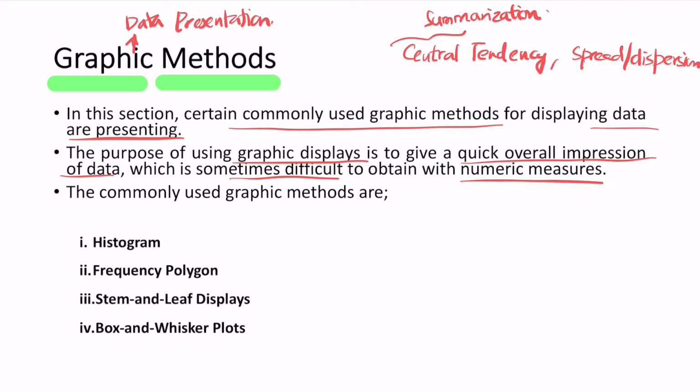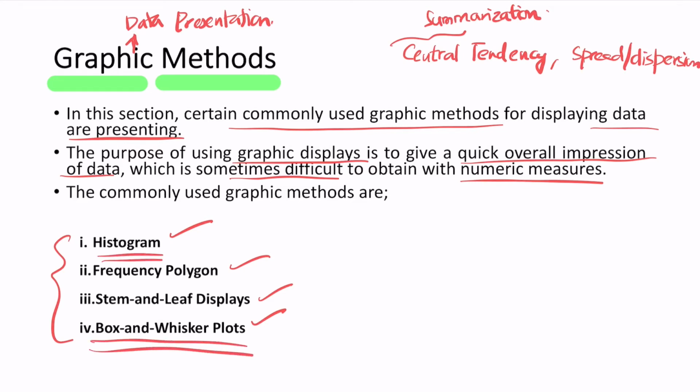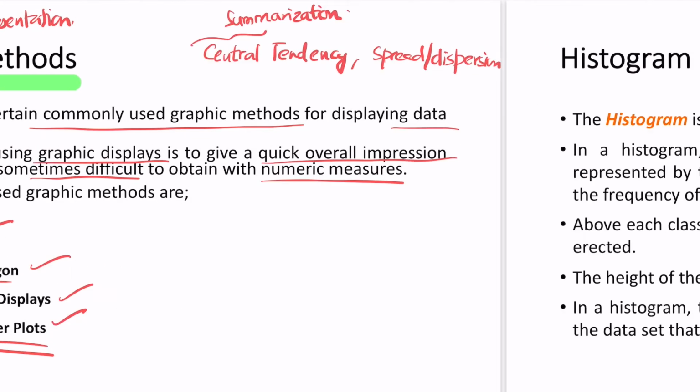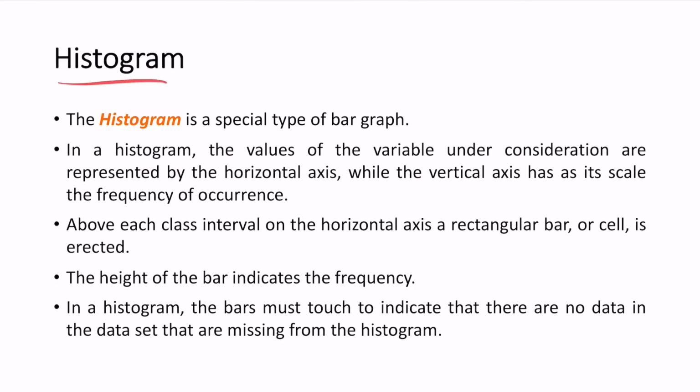So the four common ones that are used are, number one, a histogram, frequency polygon, stem leaf diagrams, and box whisker plots. Among them, the most commonly and widely used are box whisker plots, histograms, and frequency polygons. Stem leaf displays are not that common. So let's look at each one of them. Let's start with histogram.